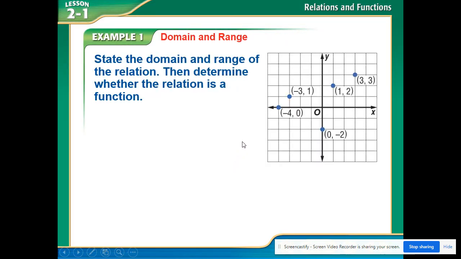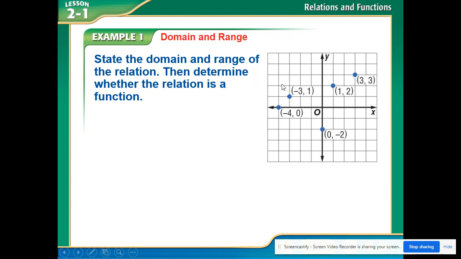All right, let's try some problems. Here's 5 different problems up here. Let's state the domain and range of this relation. So let's start with the domain. We start with all the x values, negative 4, negative 3, 0, 1, 3. Then our range goes from the bottom up, negative 2, 0, 1, 2, 3. Again, that's in order from least to greatest.